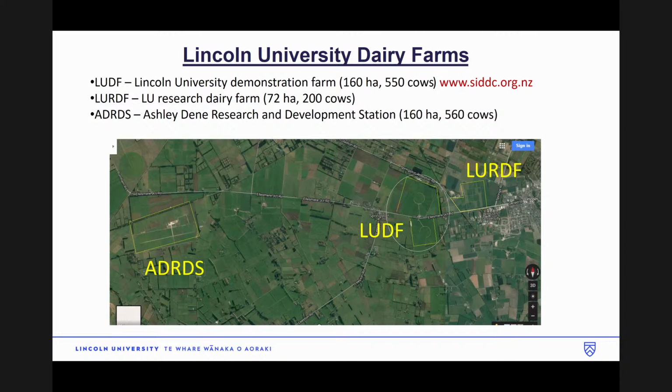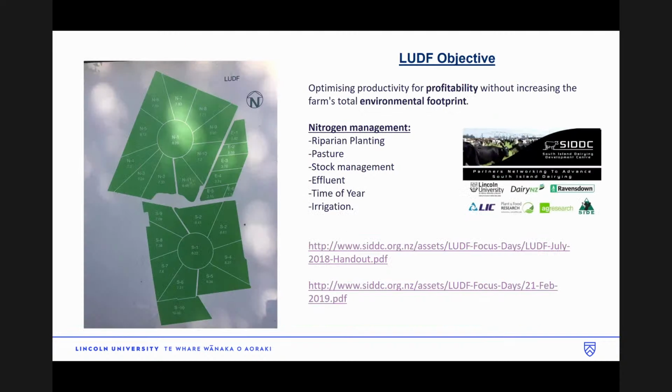So this is the research that has been coming through. In terms of our commercial dairy farm, they want to be profitable while minimising our farm's environmental footprint. So just quickly, in terms of nitrogen management, I'll be going through all of this: riparian planting, pasture, stock management, effluent, time of year and irrigation. But I'll be focusing on the top 4 more so.